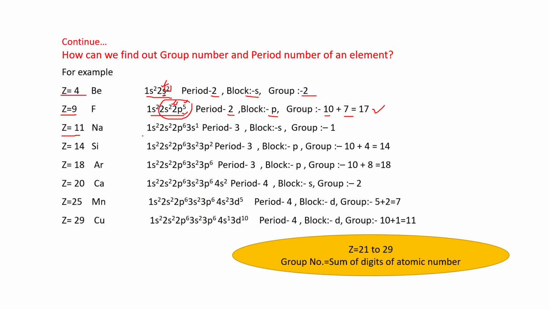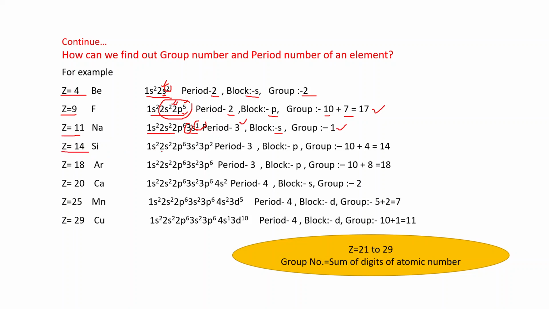Atomic number 11: 1s2, 2s2, 2p6, 3s1. That's why the period is 3. The block is s. And the group number is 1, because the valence electron is 1.